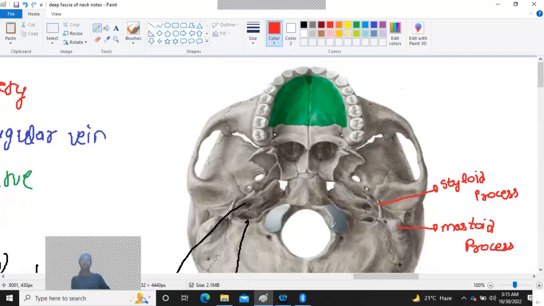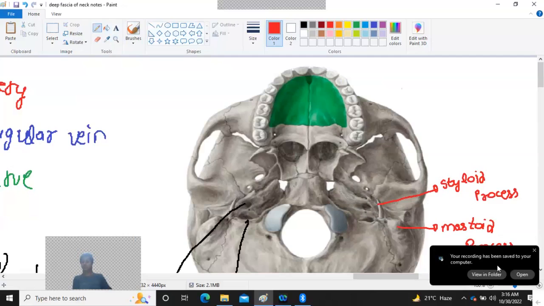This is related to the foramina. We know this is the large opening called the foramen magnum. These are the occipital condyles. Just lateral to the occipital condyle is the jugular foramen, and just anterior to the jugular foramen there is a canal called the carotid canal. Then remember this. Remember these two things.